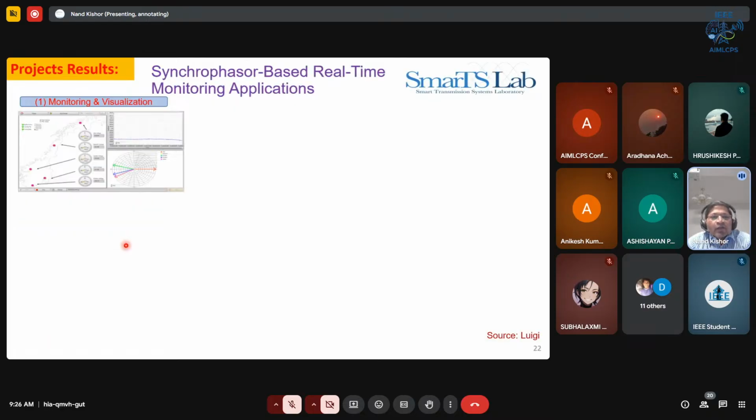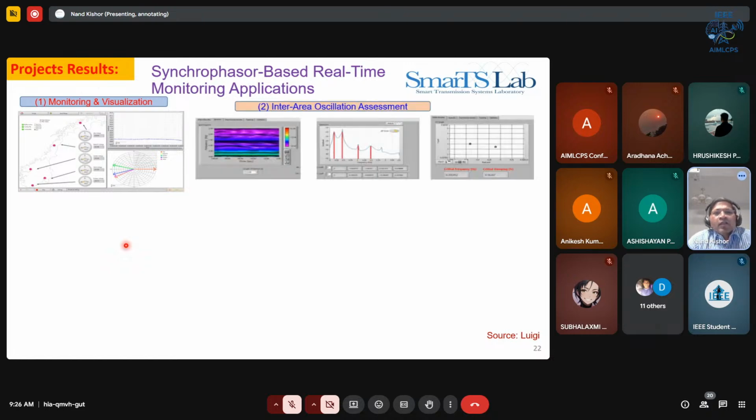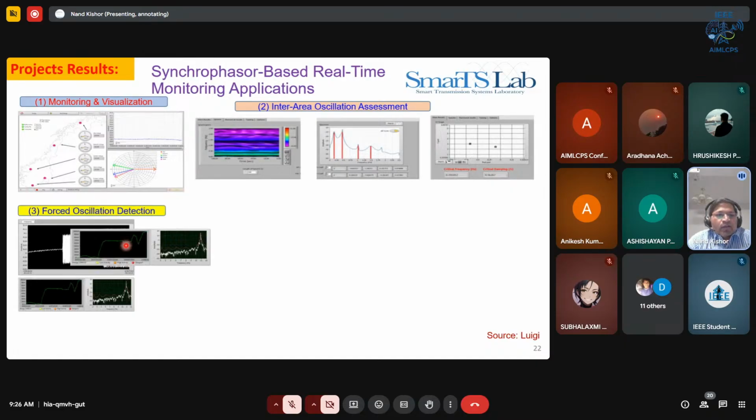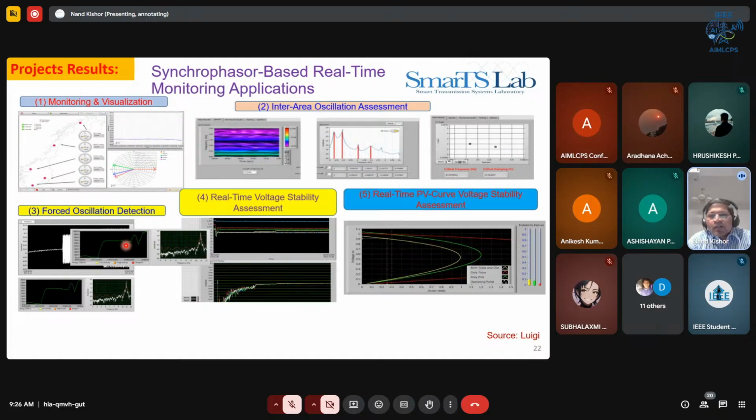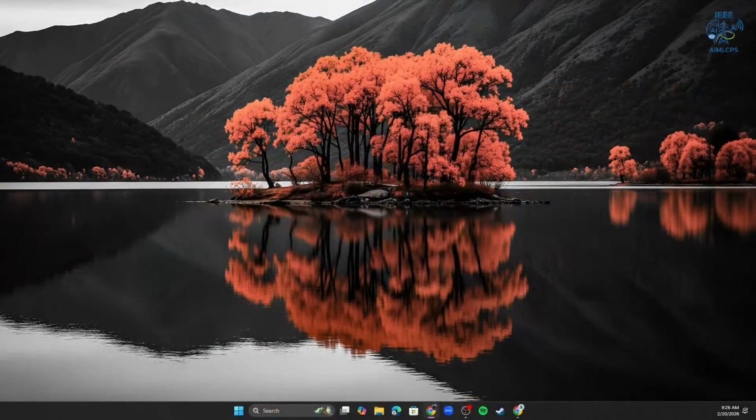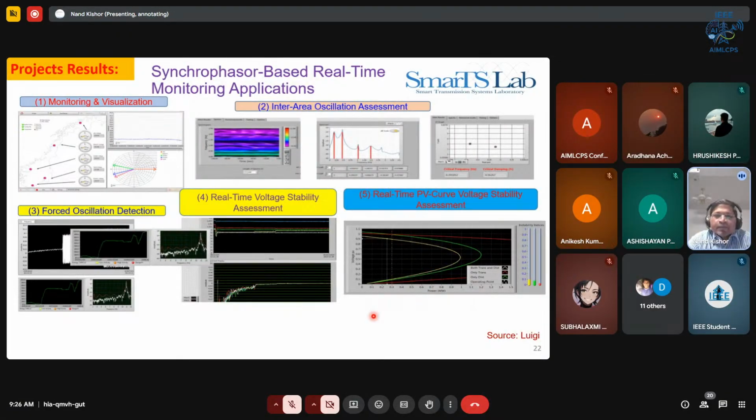And then here we have some more results from this project. It was monitoring and visualization, then inter-area oscillation assessment, then forced oscillation detection, then real-time voltage stability assessment, and then real-time PV power voltage stability assessment. So these were some of the several work packages included in the project.